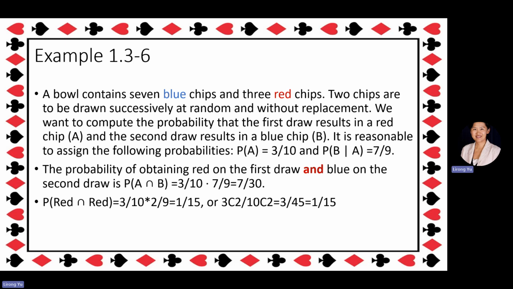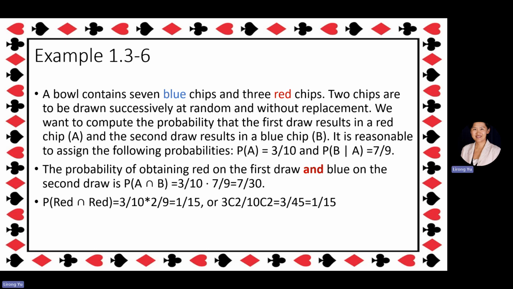So then we want to ask the question: how likely is it for the first to be red and the second to be blue? So this is red and blue. For the first one to be red, this is the probability. For the second one to be blue, this is the probability. We multiply together, and the total is 7 over 30, since we are talking about 2 different draws, first draw and second draw. Any question?